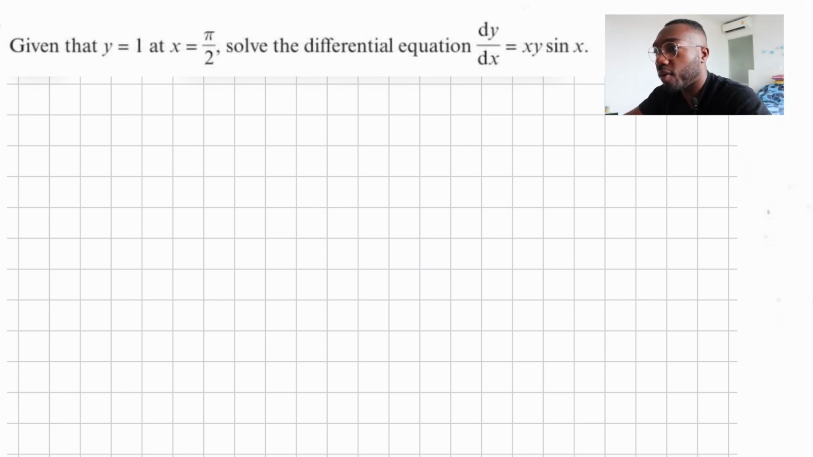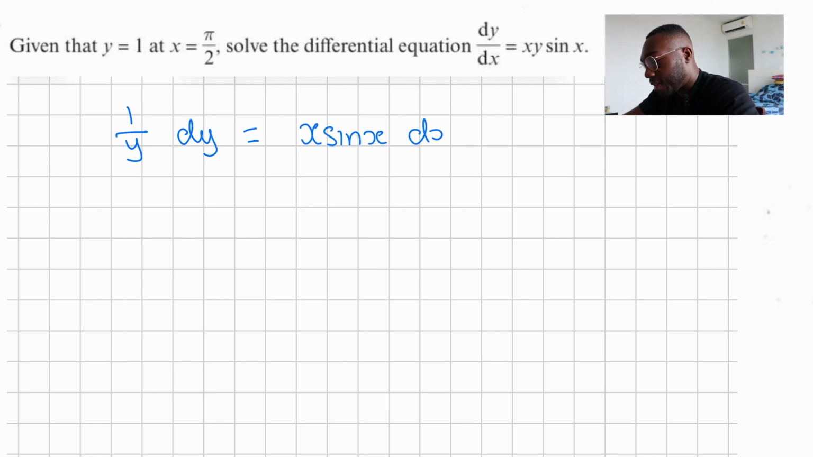For this question, again, we want to group our x terms on one side, our y terms on the other. If we do that for this question, we will get 1 over y dy is equal to x sine x dx. And again, we want to solve the differential equation, so we want y by itself. We want some type of expression for y.